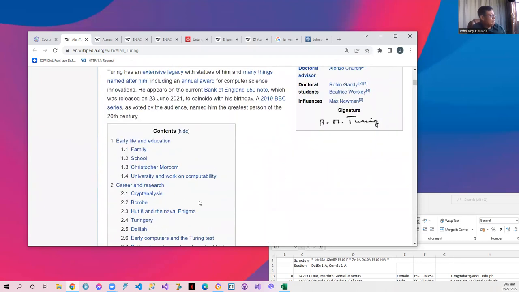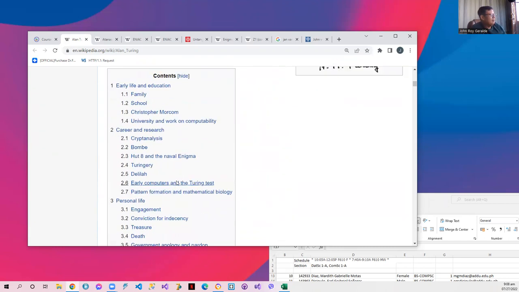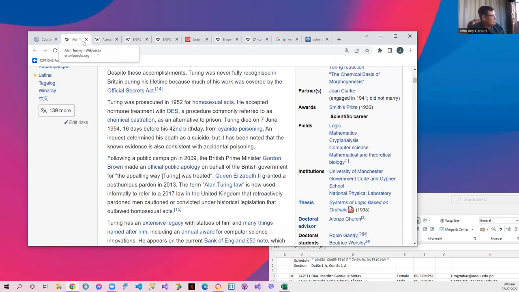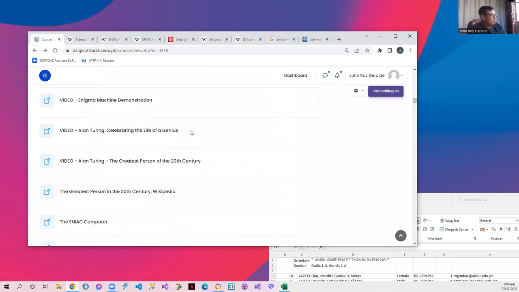Do you follow? And they issued a banknote, released on June 23, 2021, attributing the birthday of Alan Turing. Alan Turing is accredited to be the main source of the victory of the Second World War in Europe. Do you follow? Okay?